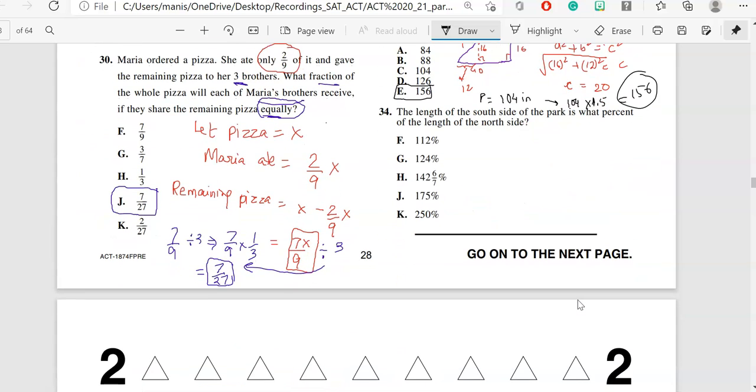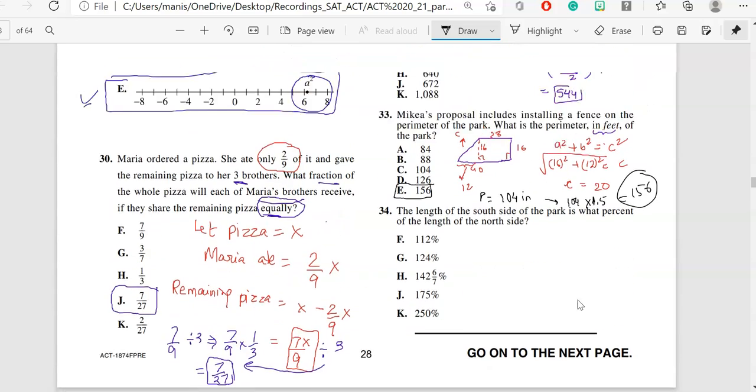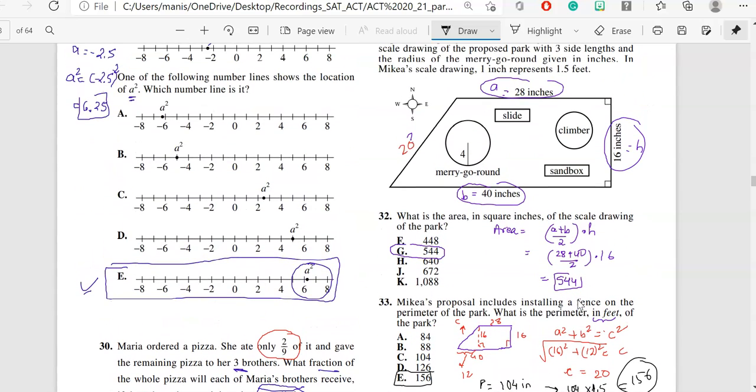Let's go for the next problem. The length of the south side of the park is what percent of the length of the north side? So let's go back to our diagram over here. This is the south side over here, and this is your north.